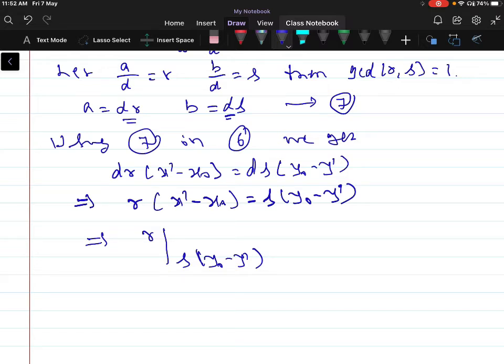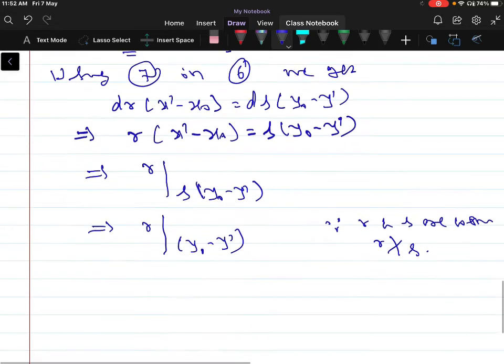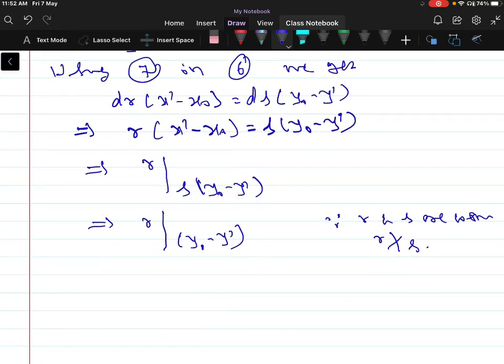So here r and s are co-primes. So this implies r divides y naught minus y dash. Since r and s are co-prime, therefore r does not divide s. So this implies r divides y naught minus y dash. So this implies y naught minus y dash is equal to r into t for some integer t.